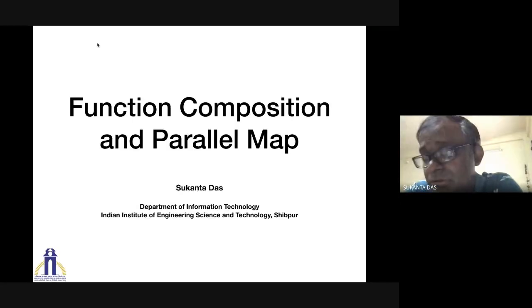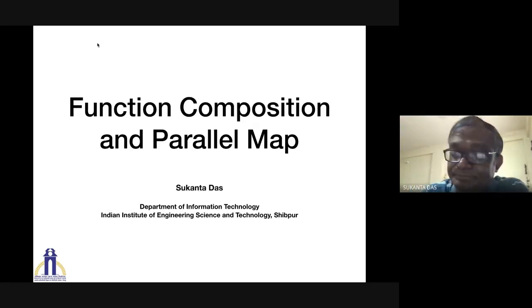So you know the name of this course is on cellular automata. So we shall cover several aspects of cellular automata, their applications, etc. But this is the first class. So in this class, we shall revisit some concepts which will be required in our course. So today, I'm going to discuss function composition and parallel map.